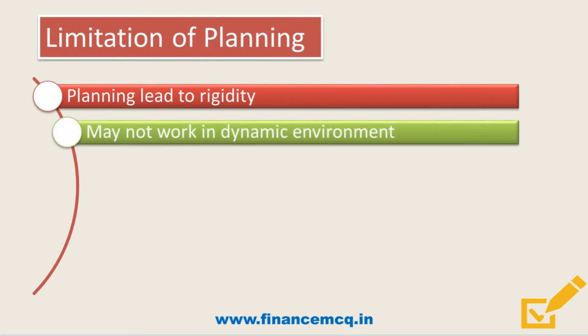We will see the second limitation of planning, that it may not work in a dynamic environment. Again friends, we know that business is dynamic and the business environment is dynamic. How we operate, everything is dynamic, and planning has taken one business environment into consideration, and the entire plan has been formulated that way. In future, if there is a sudden change in technology or a sudden change in the environment, it is very rarely that the plan may change.